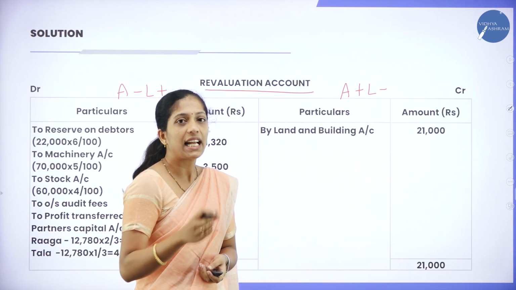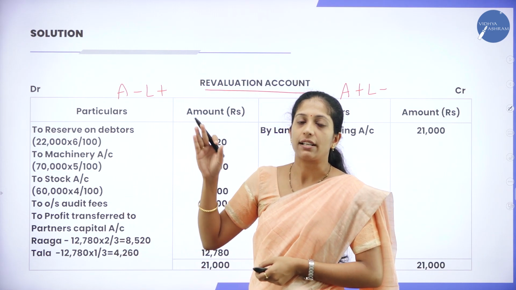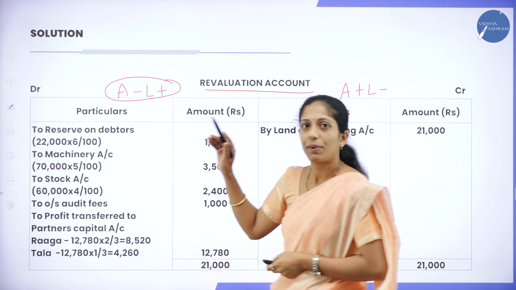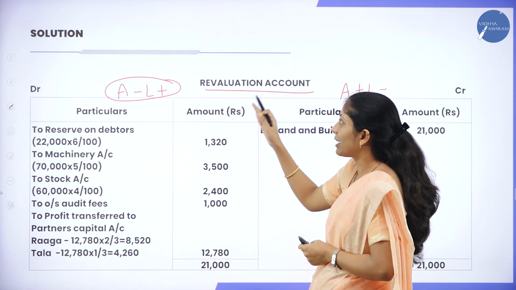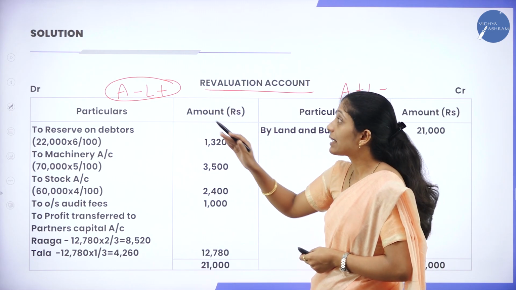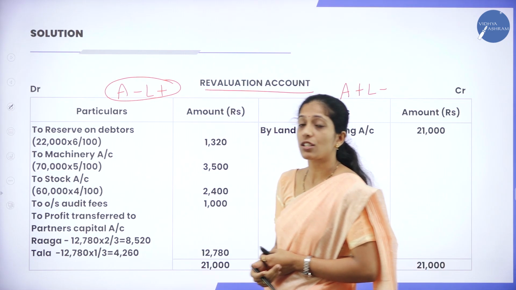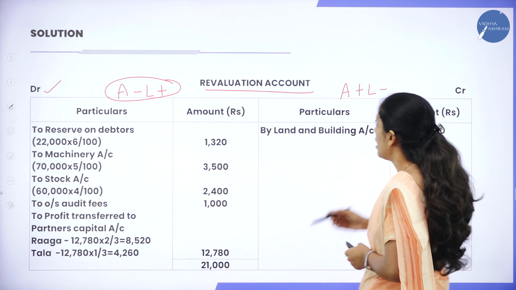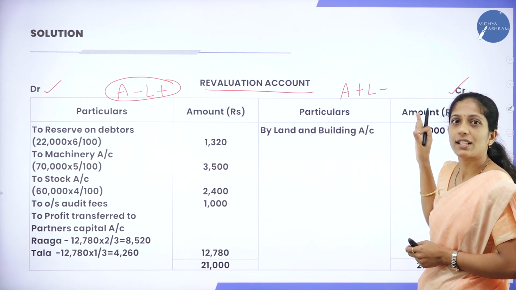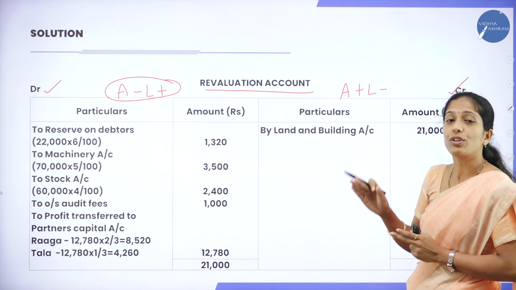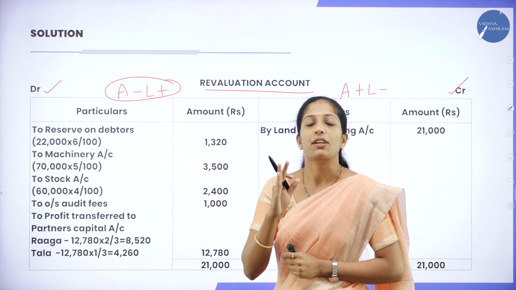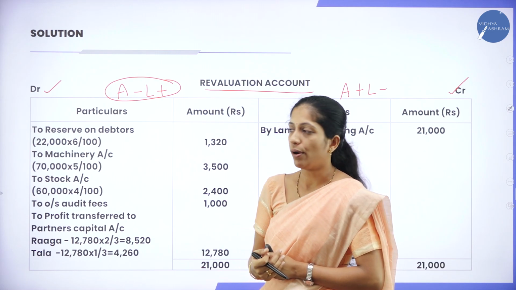Now we shall see the adjustments one by one and we shall record the items here. So first, prepare the format of the revaluation account: write the revaluation account heading, and write debit as well as credit. My dear students, most of you will forget to write debit as well as credit. But make sure that you record this properly. As I told you, the presentation of your answer is very important. So make sure that you write the debit and credit also.